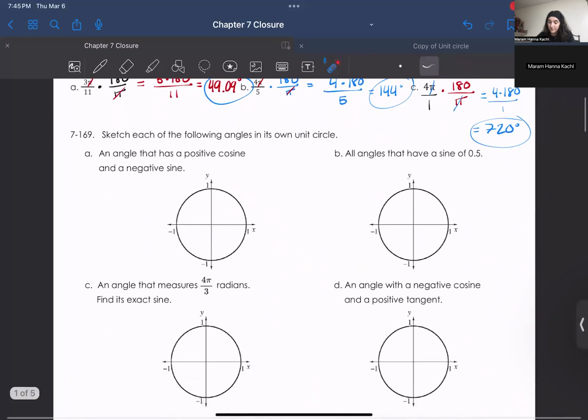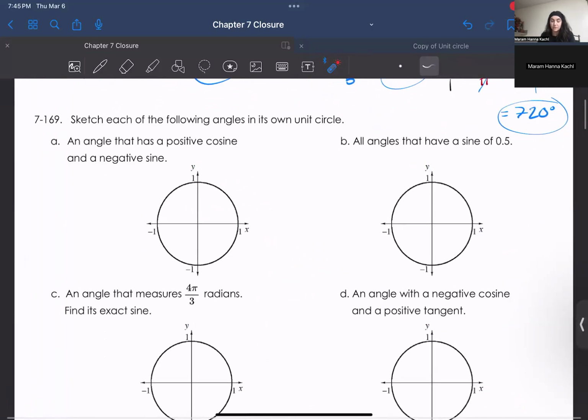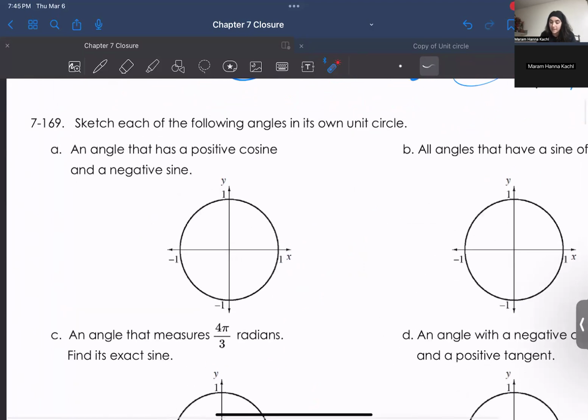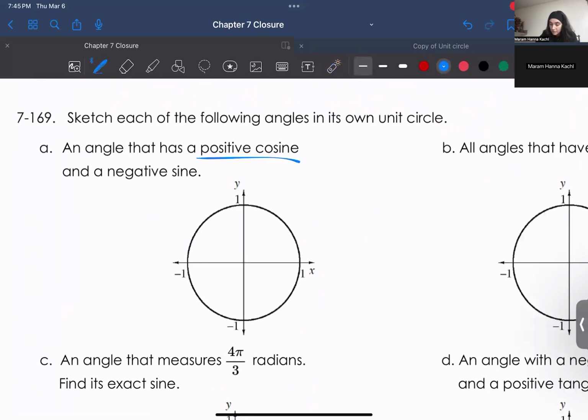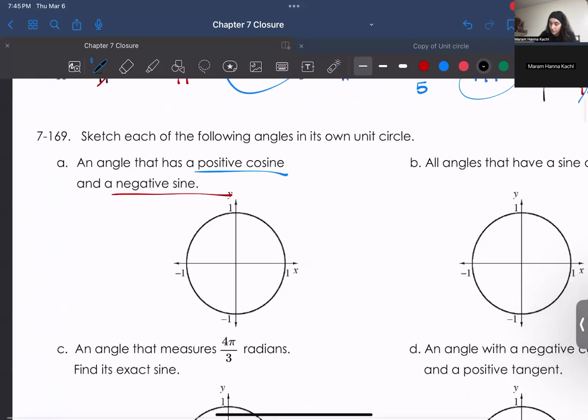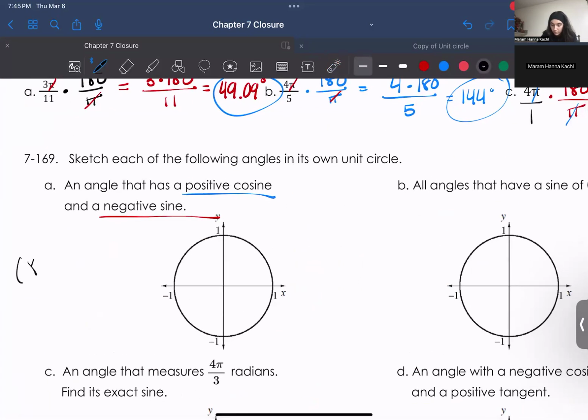All right, these next few have us sketching the different angles on a specific unit circle. So A says sketch an angle that has a positive cosine and a negative sine. I just want to point out that on the unit circle, coordinates look like x comma y, but x relates to cosine and y relates to sine. That'll be helpful throughout the closure.